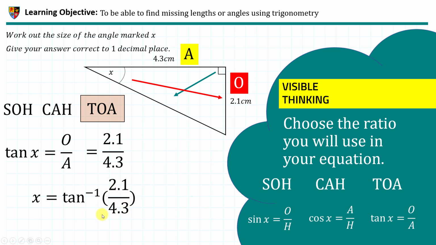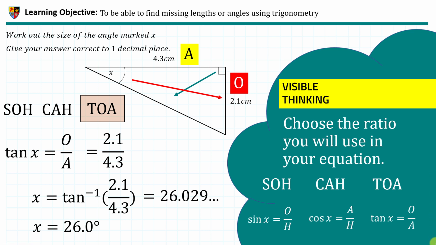You pop that into your calculator. Shift tan key, then you use the fraction button to get 2.1 over 4.3. Press equal, and 26.029 continuing. That's what the 3 dots indicate. That's what you're going to get. The question requested the answer to 1 decimal place, so you're going to put that x is equal to 26.0 degrees. You've got to put the 0.0 because you want the answer to 1 decimal place.